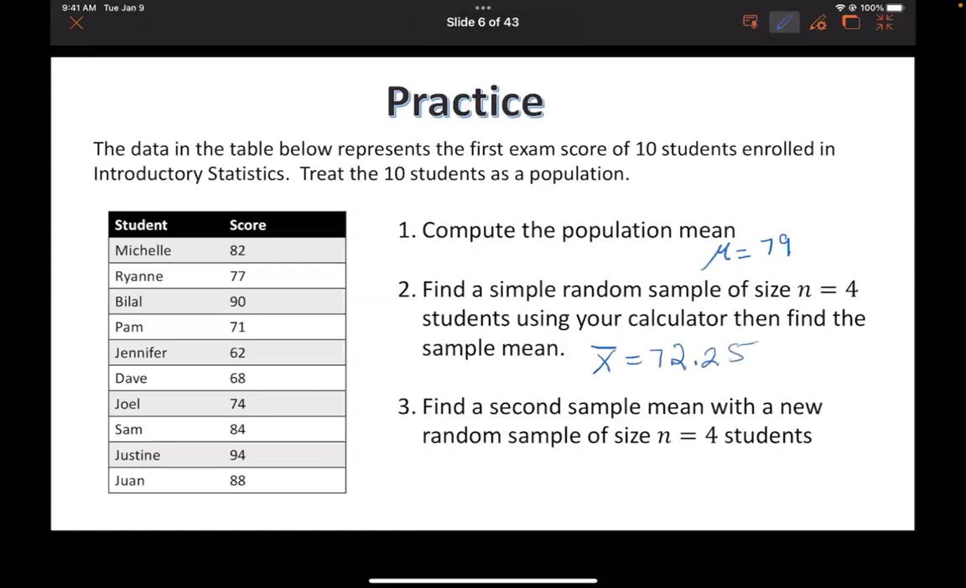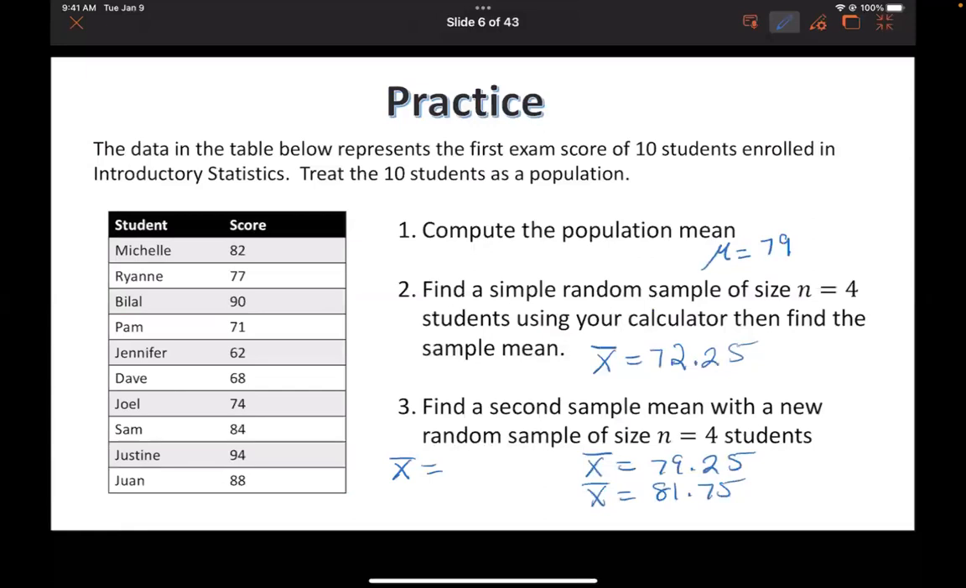My X bar was 72.25. Does anybody else have an X bar they'd like to share? I got 79.25. Well, yours was really close to the population mean. Yeah. I got 81.75. Wow. Anyone else?